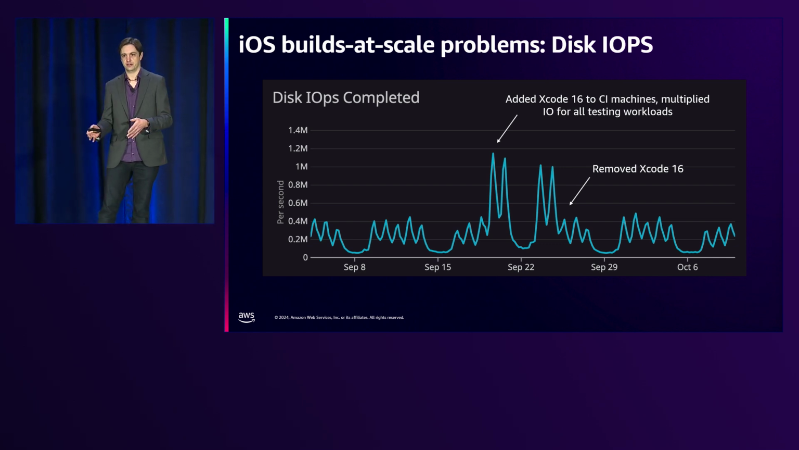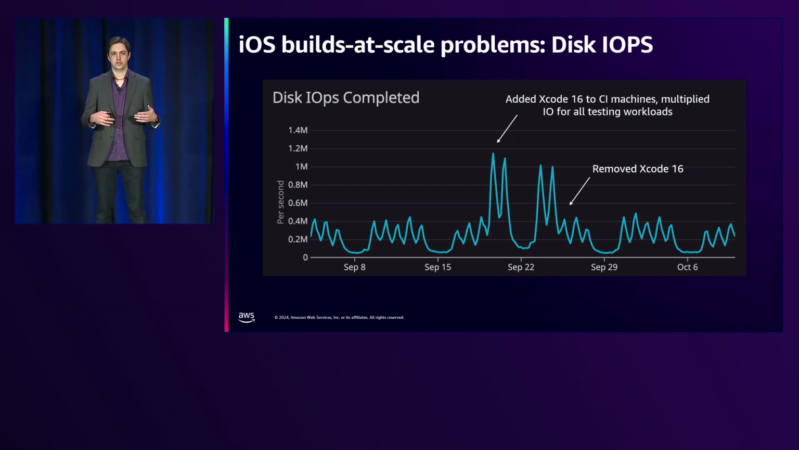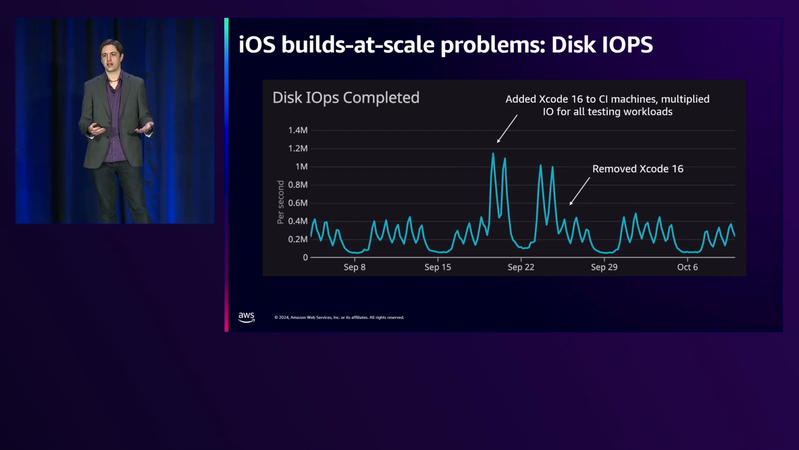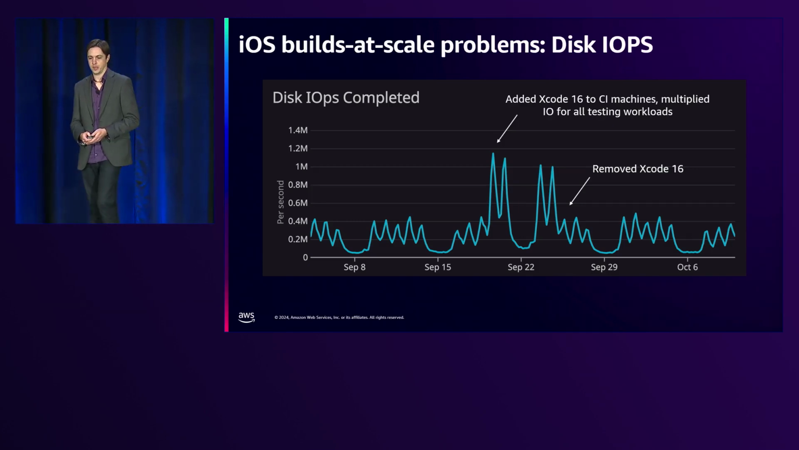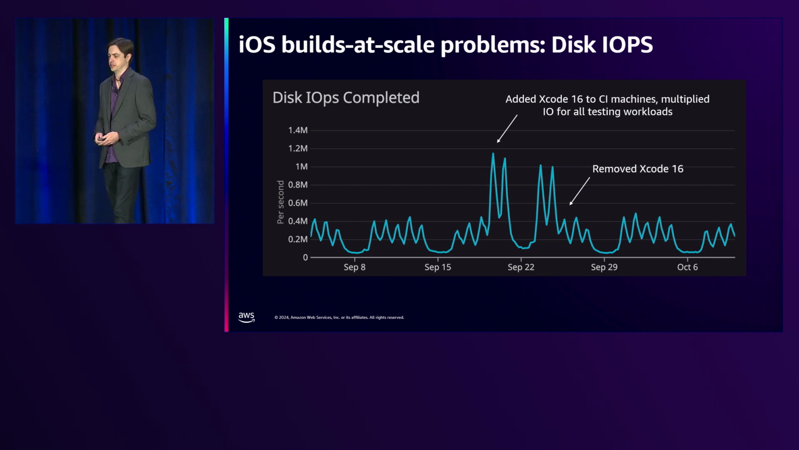In this particular example, the users or the CI code had no changes, but this was just us making a change to the infrastructure. We thought it would be an innocuous change, but it turns out it was not.